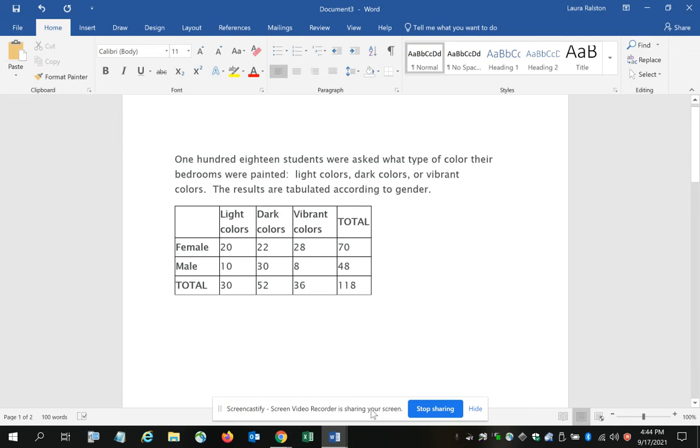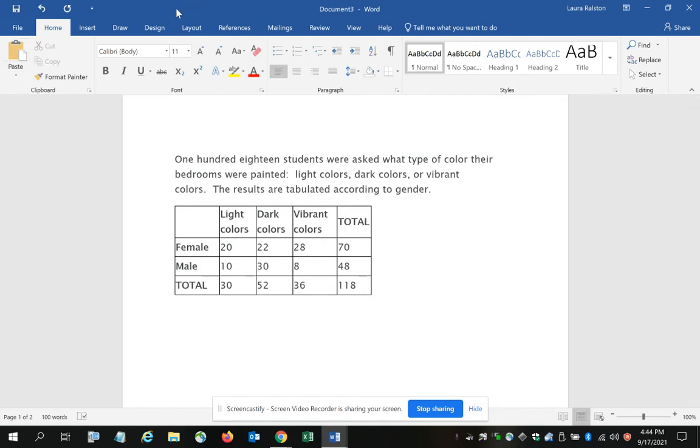Okay, I want to show you very quickly how to deal with an or statement when you're dealing with probabilities. So this is an example from the practice problems. It says 118 students were asked what type of color their bedrooms were painted, light colors, dark colors, or vibrant colors, and they were tabulated according to gender. So you have gender on the rows, and then in the columns you have the colors.